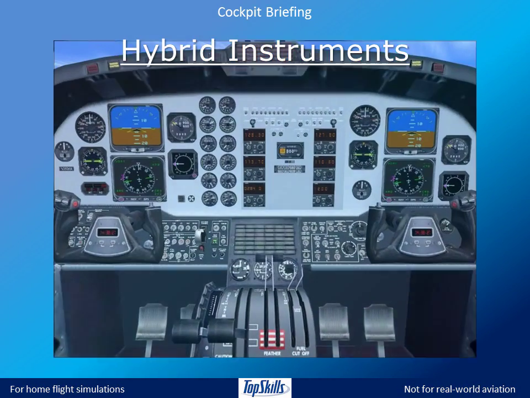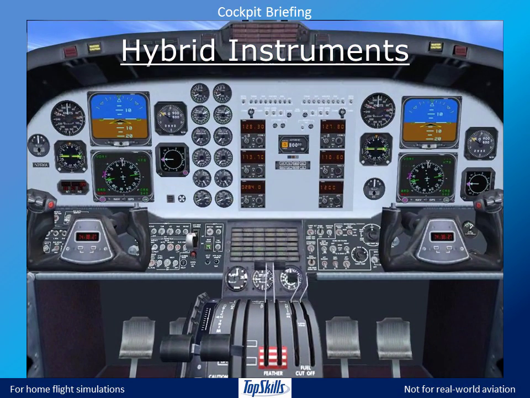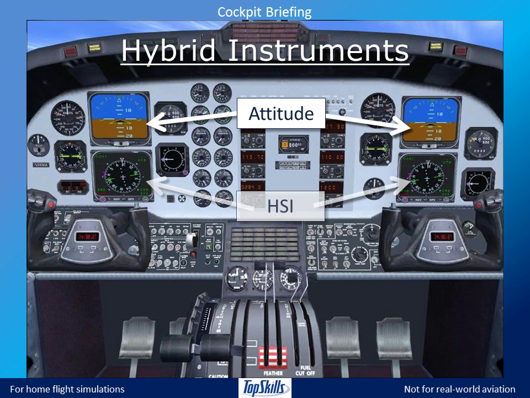Some instruments combine two or more instruments into one. In the Beechcraft King Air 350, for example, the attitude indicator includes a turn coordinator, and the horizontal situation indicator provides heading, glide slope, and distance information. Although they can appear confusing at first glance, they are easy to use once you know what they are telling you.